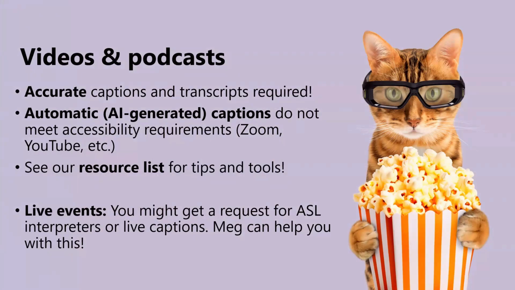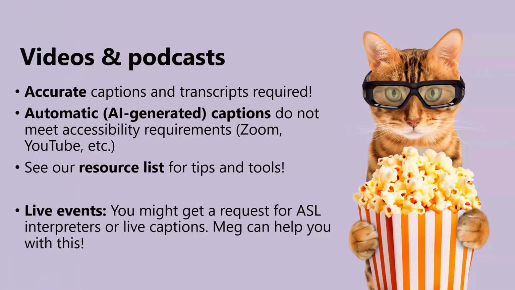One thing to be aware of when you're doing that work is that while platforms like Zoom and YouTube will generate automatic transcripts and/or captions for you, the results will not be accessible. They'll be loaded with tons of errors. In order to comply with the regulations, you have to go in and edit that output to make sure it matches the actual audio accurately. Our resource list has some information on various tools and approaches you can use for captioning and transcripts, so check that out if you need help with videos and podcasts.